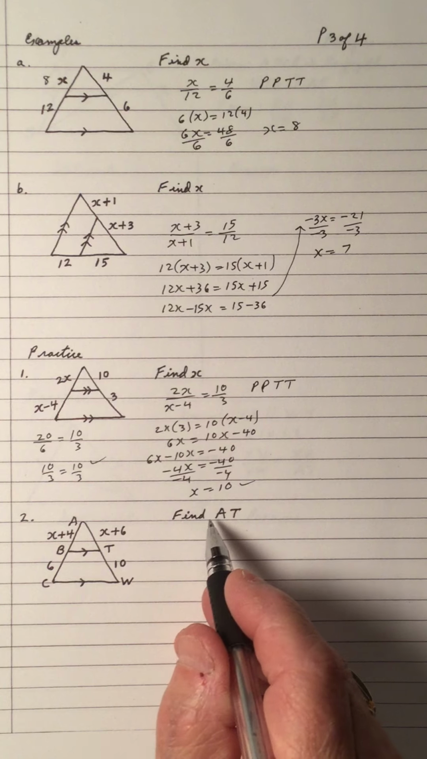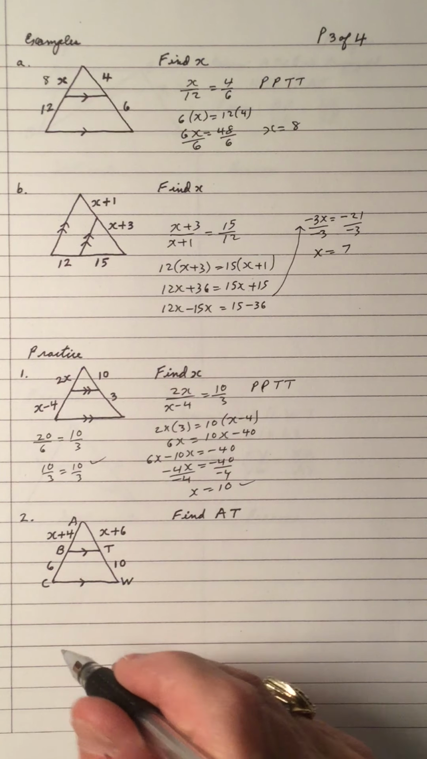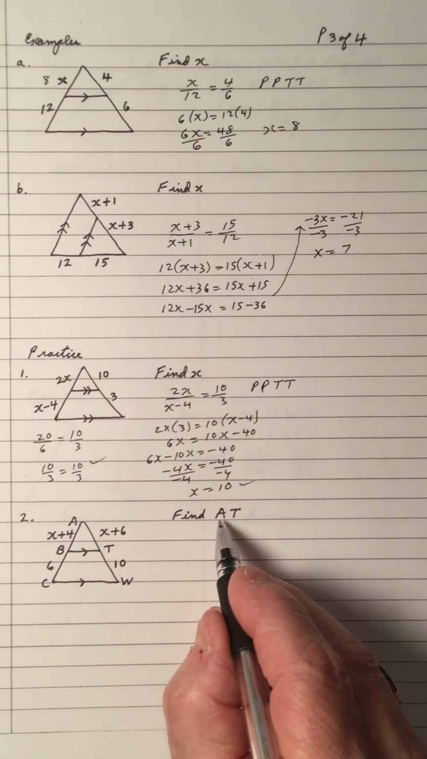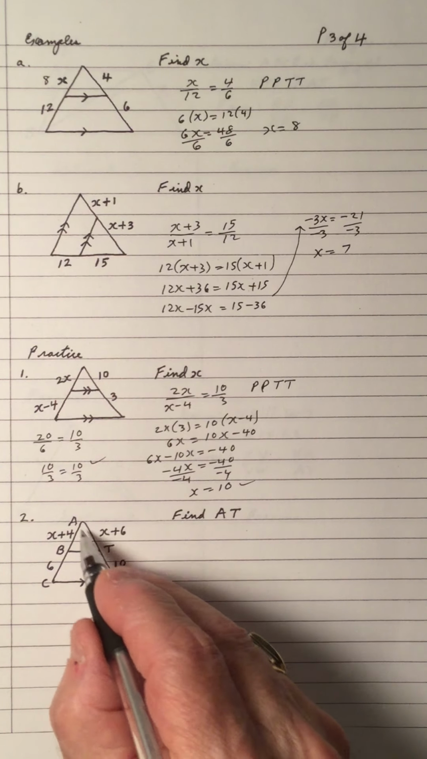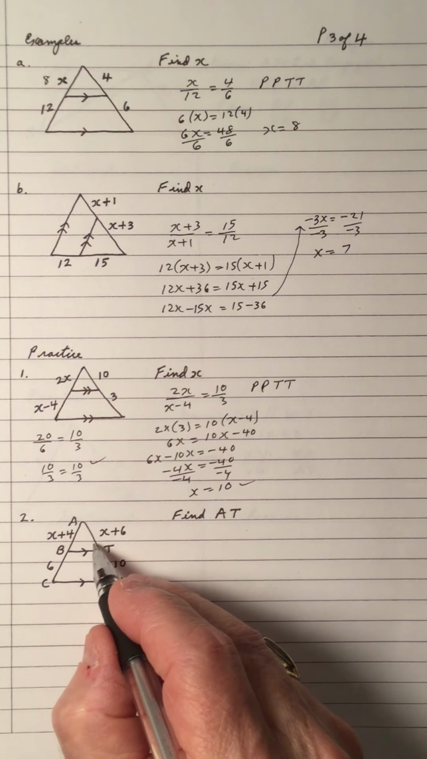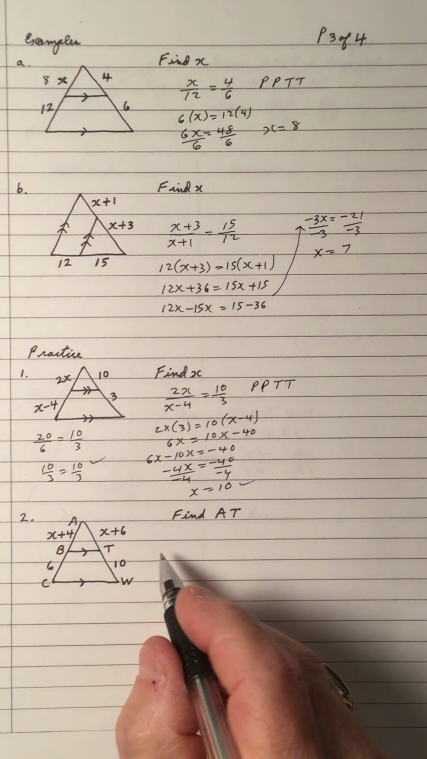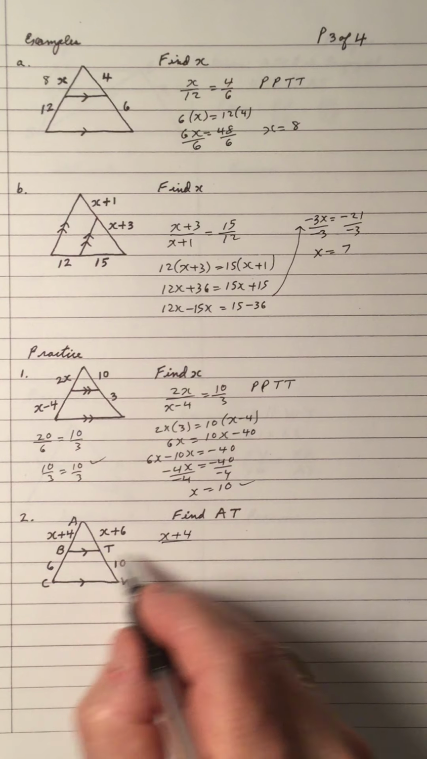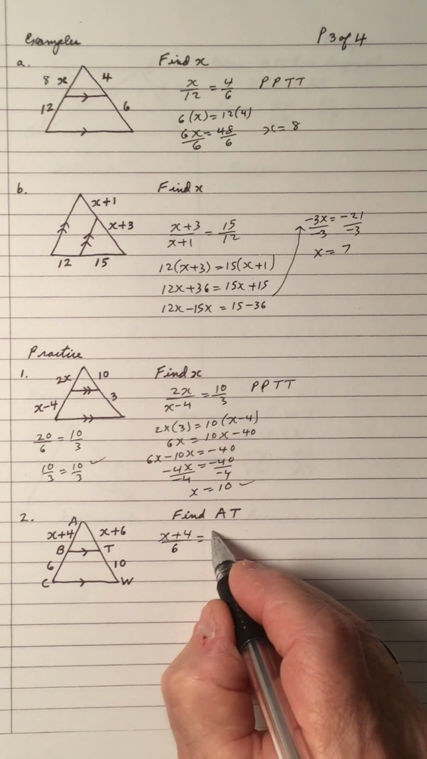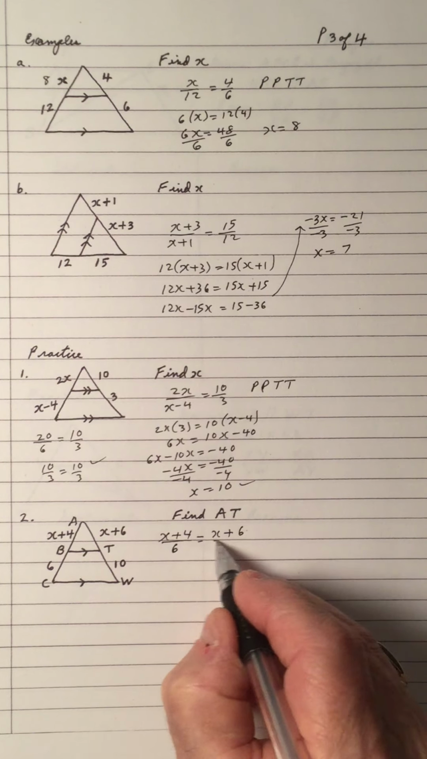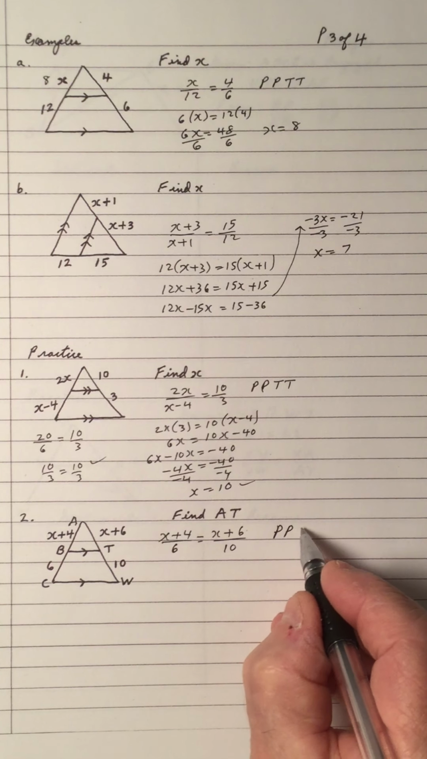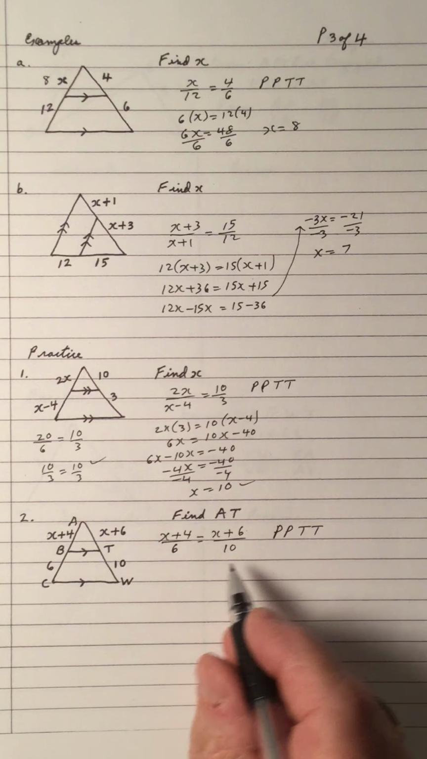And let's work this one. Again, pause the video and work this answer and press play when you're finished. We want to find AT. What length is it? But to do it, we have to say that x plus 4 over 6 is equal to x plus 6 over 10 by PPTT, the parallel proportion triangle theorem.